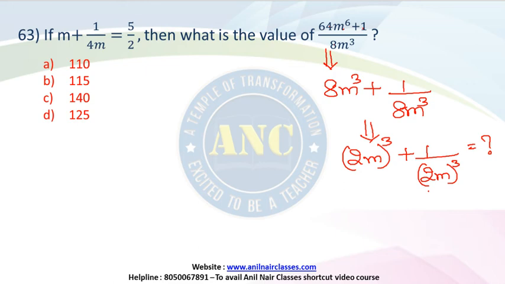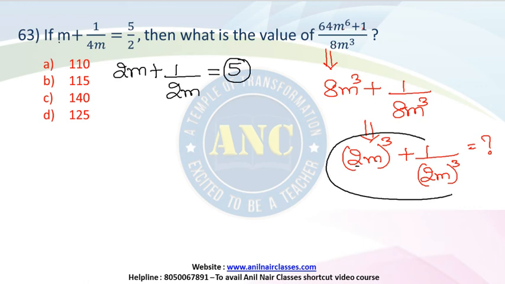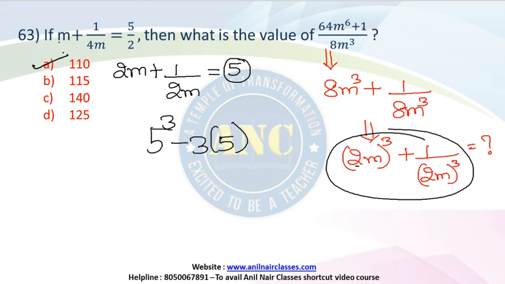For me to find this value, I should first know the value of 2m plus 1 by 2m. That means the coefficient of m should be 2. But here it is 1. Multiply by 2. What is the difficulty? It becomes 2m plus 2 into 1 by 4m, which is 1 by 2m. The right hand side is 2 into 5 by 2, which is nothing but 5. I know this value as 5. So this value will be equal to k cube minus 3k, 5 cube minus 3 into 5, 125 minus 15. It is 110.